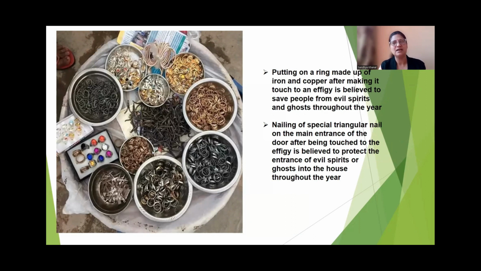It's not necessary that you have to put on those rings throughout the year. You can put them on for just 3 or 4 days, and it's a tradition these days that after 3 or 4 days they will take it out and throw it away. But it is still the tradition that it is tossed on the effigy and put on the hand.